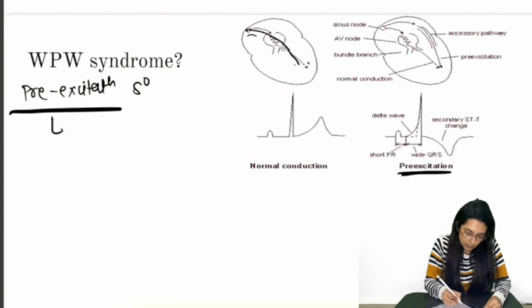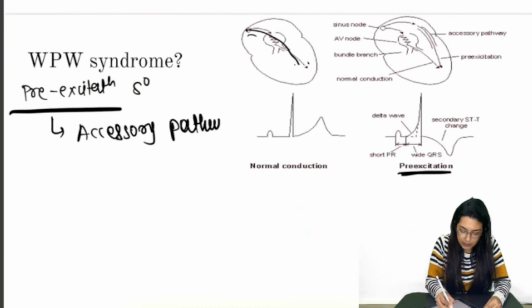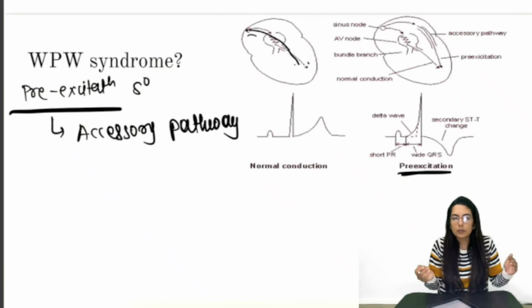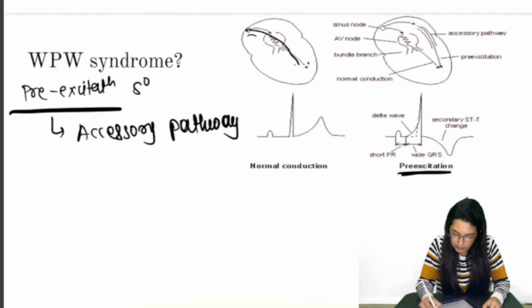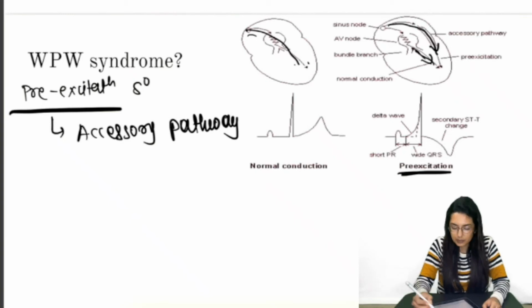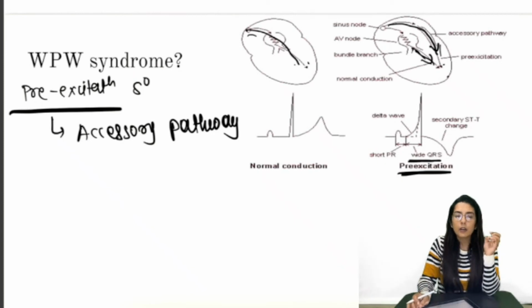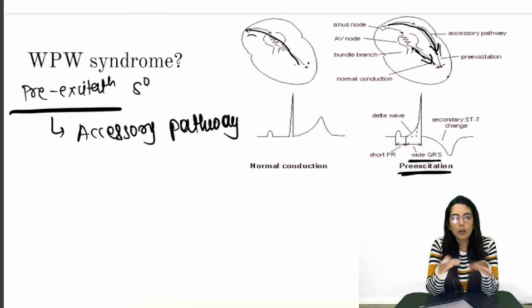In pre-excitation syndrome, there is an accessory pathway which excites the ventricle before it should be excited by the normal impulse going through the AV node. So as you can see, there is this pathway. This pathway is carrying the impulse to the left ventricle. So before the normal impulse reaches the left ventricle, this will excite the left ventricle. That's why it's called pre-excitation syndrome, and there is a wide QRS complex. So whenever there is a wide QRS complex, that means the impulse is not following the normal pathway of conduction. This is the concept behind it.